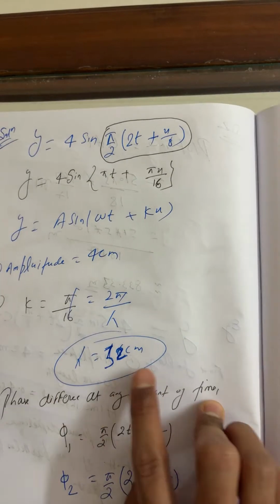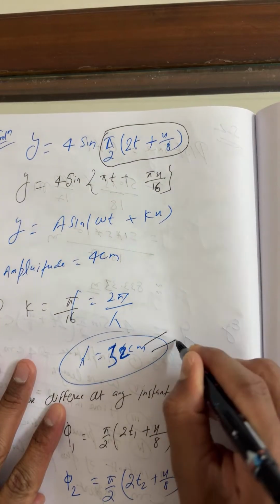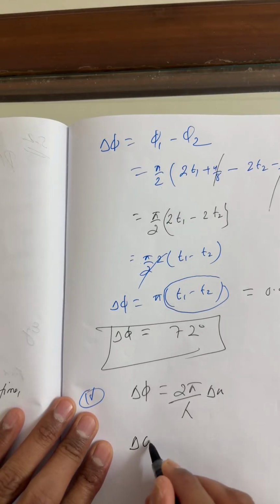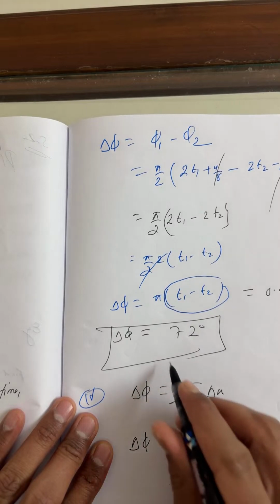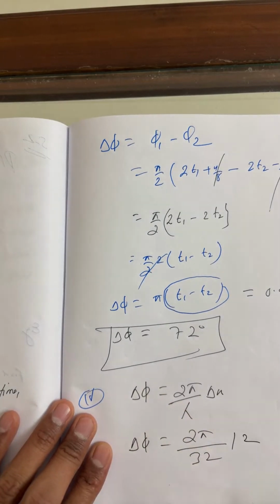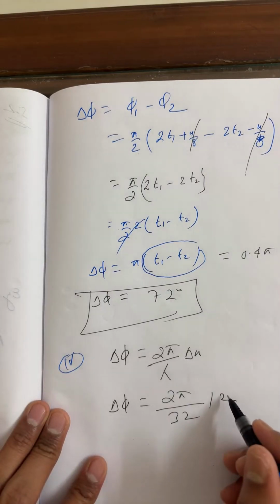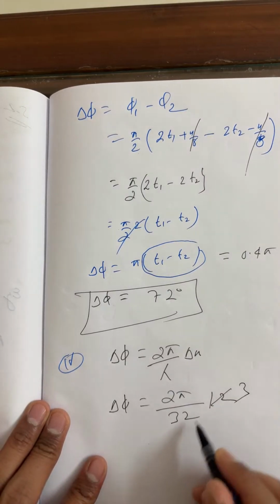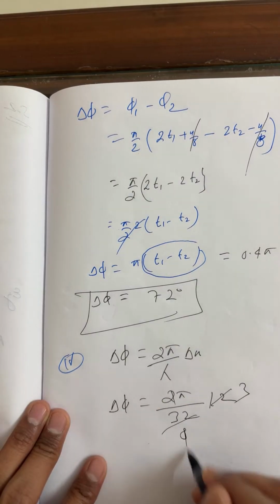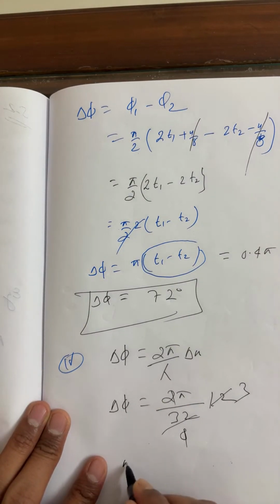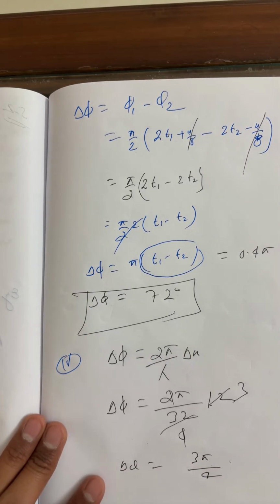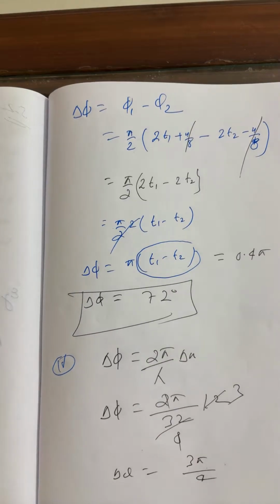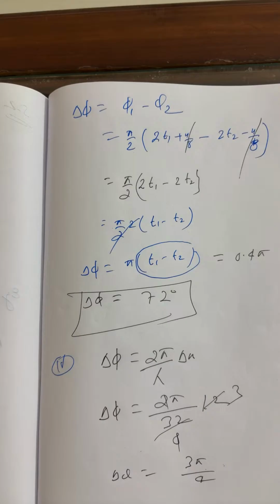Lambda we just found here only, 32 centimeter. So you can write delta phi equals 2 pi by 32, and delta x here is 12 centimeter. 4 3s are 12 and 4 8s are 32, 2 4s are 8. So delta phi you can write as 3 pi by 4. I hope this question's explanation is clear for everyone.